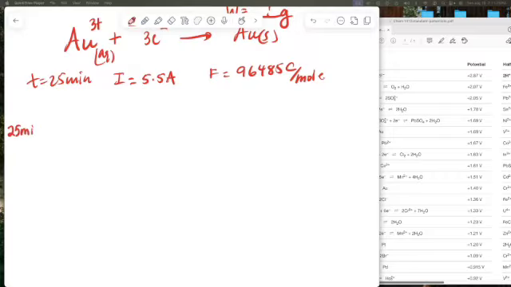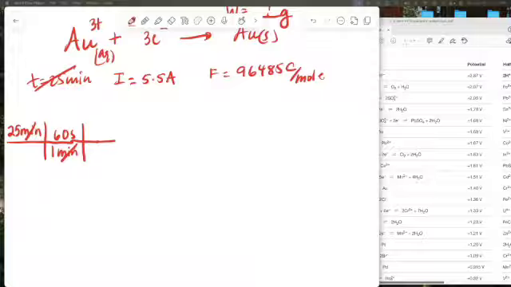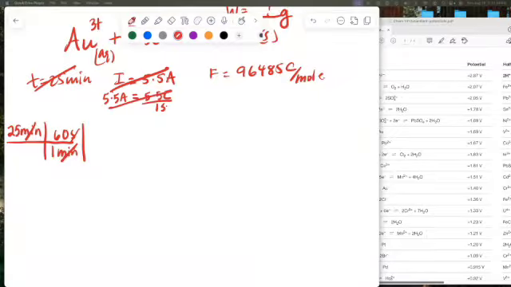25 minutes is the time. I'll convert the minutes to seconds. 1 minute is 60 seconds. So I use this time here and we start in seconds. And then we want to convert the amperes, the current, into coulombs per second. So 5.5 amperes is the same thing as 5.5 coulombs per 1 second. Now I'm going to copy the 5.5 amperes here. This is going to be 1 second and then 5.5 coulombs. So now we have coulombs.